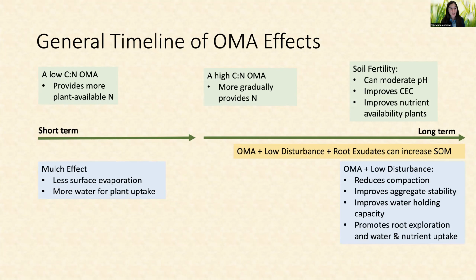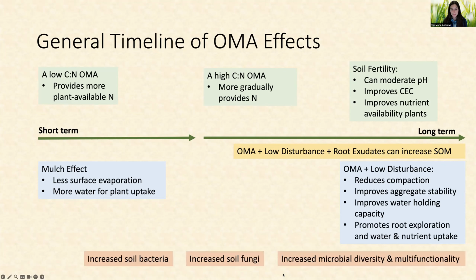Thinking more about soil structure in the blue boxes, you're going to see a mulch effect immediately, thankfully. So you put down mulch, you're going to get less surface evaporation, more water uptake for plants. But in the long term, you're also going to see reduced soil compaction, improved aggregate stability, improved water holding capacity, and it really promotes root exploration and water nutrient uptake. So, this is important to couple this with low disturbance. So if you put mulch on the soil surface, it's good to just leave it there as long as you can, and then you'll be able to see some benefits around soil structure and water dynamics.